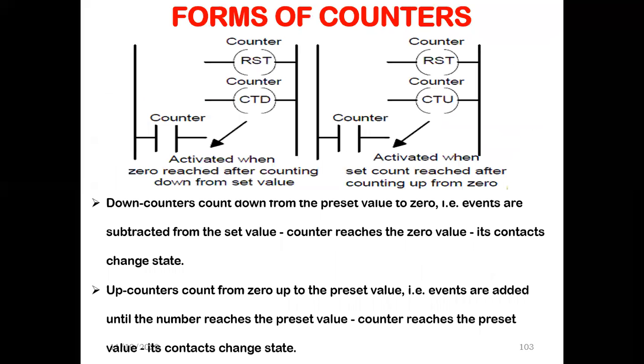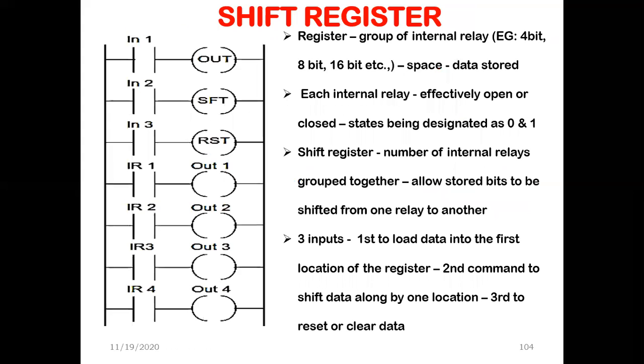So, forms of counters, as you already know: up counter, down counter, up down counter, with a mode of selection. We can use the same counter as an up counter or down counter. If it is an up counter, the initial value will be 0; if it is a down counter, the initial value will be some set value. For example, a down counter set to 15 will count 15, 14, 13, 12 like that. So next is the shift register.